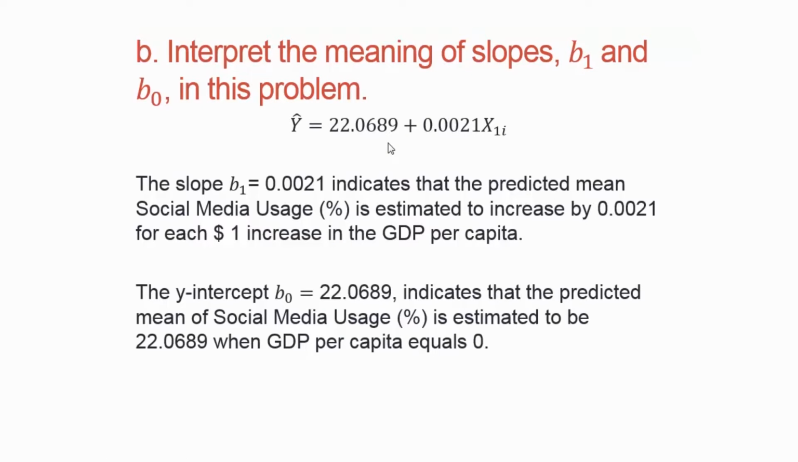Part B: interpret the meaning of the slopes, b1 and b0, in the equation. So the slope b1 is this value, 0.0021, and what it indicates is that the predicted mean social media usage in percentage is expected to increase by 0.0021 for each $1 increase in GDP per capita. So it's always a one unit increase in the X variable, and Y increases by whatever the number is there. The Y-intercept B0 says if GDP per capita equals zero, then you would expect Y, social media usage, to be 22.0689%. Okay? So that's the way we explain those.